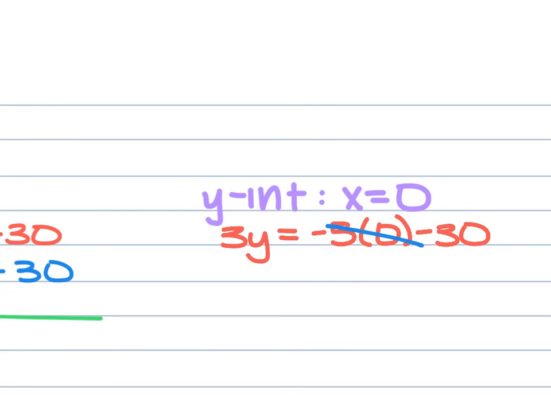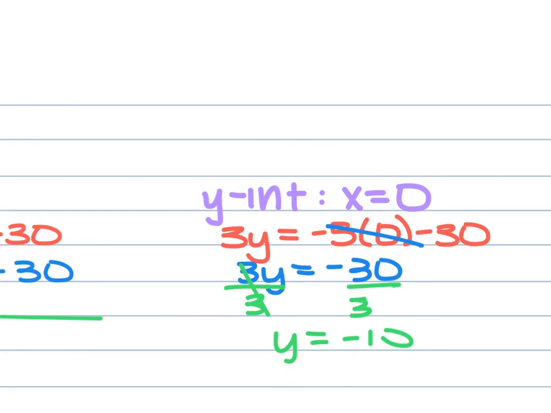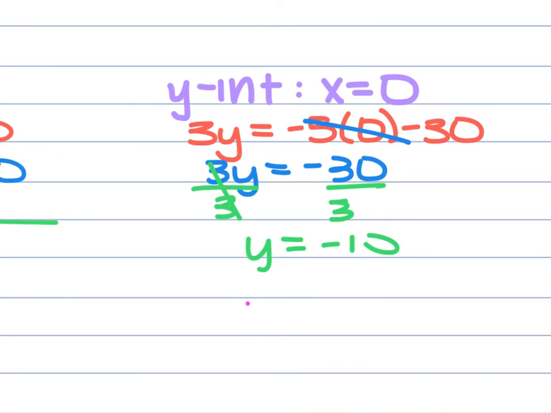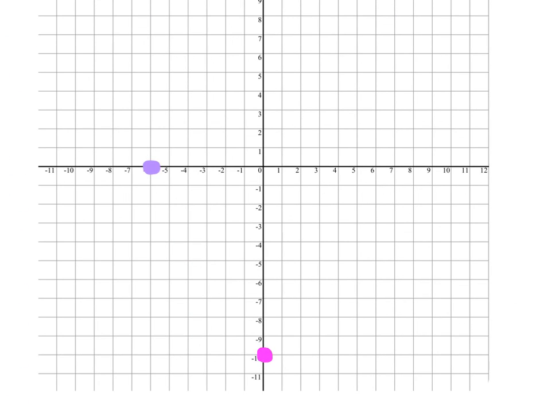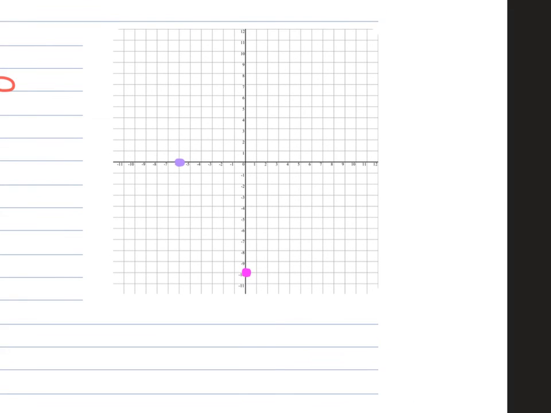So 5 times 0 is 0. 3y is equal to negative 30. Divide each side by 3. We get y is equal to negative 10. So that's the ordered pair (0, negative 10). So this is going to go (0, negative 10) right here. And then we're going to draw that line through those points, putting arrows top and bottom, and then we're done.